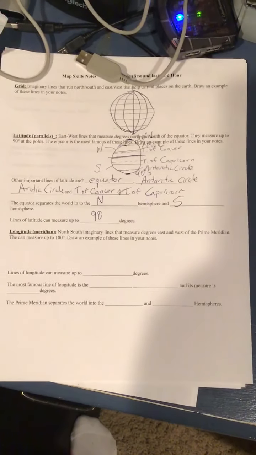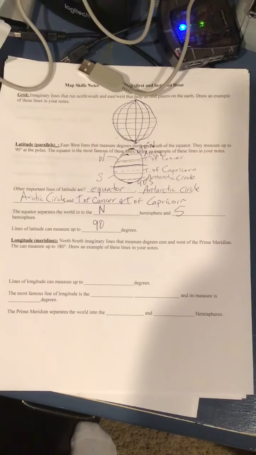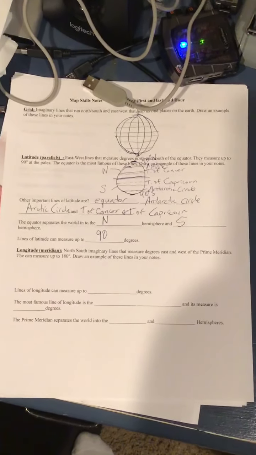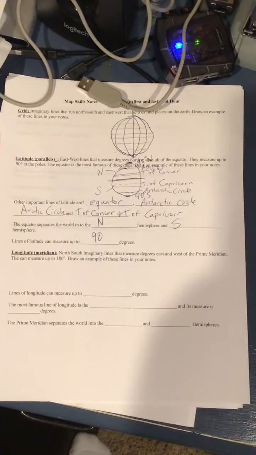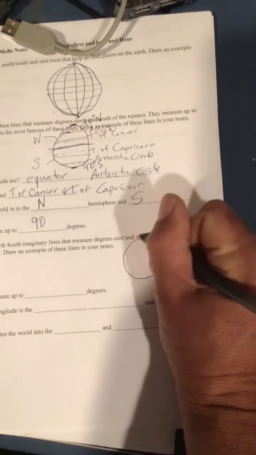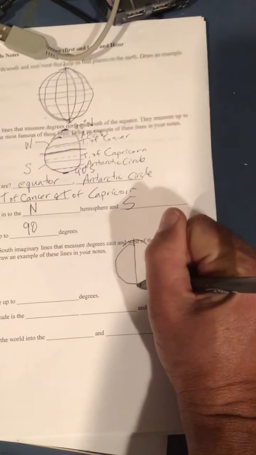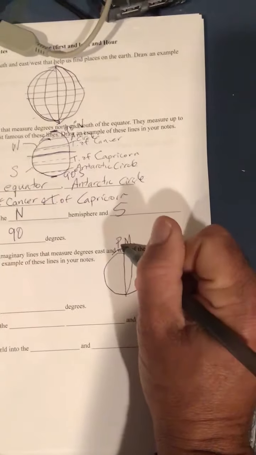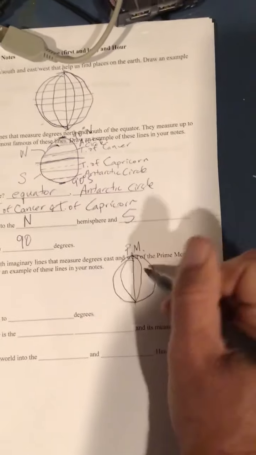Now, we're on the longitude meridian. North, south imaginary lines that measure degrees east and west of the prime meridian. They can measure up to 180 degrees. 180 degrees is the international date line on the opposite side of the globe. Draw an example of these lines in your notes. Okay, again, it's not going to look beautiful, I can tell you that. All right, so this would be the prime meridian, PM, okay? Now remember, they all intersect at the poles, okay?